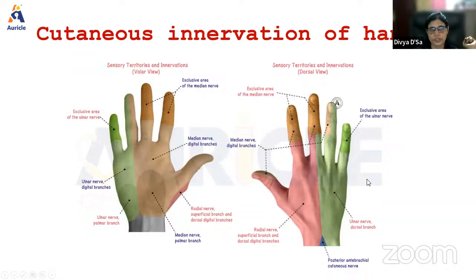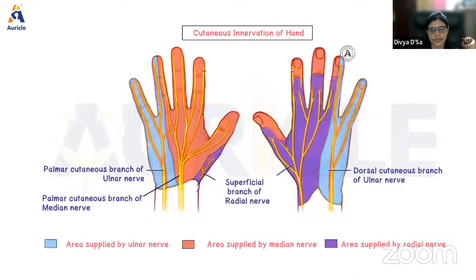Cutaneous distribution is very important. You can just draw the diagram and show where the distribution is like this. Here you can see it is shown as 3.5 fingers. So usually we take it that way: 3.5 fingers by the median nerve on the front, and 3.5 fingers by the radial nerve on the dorsum.